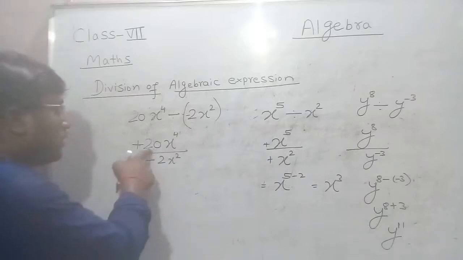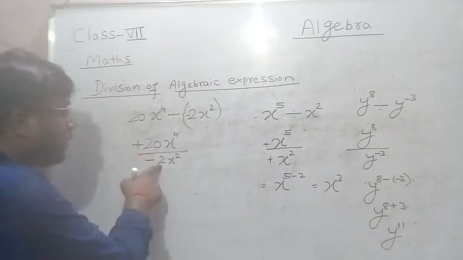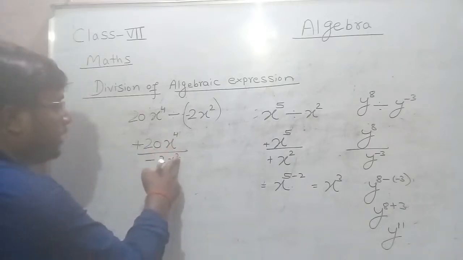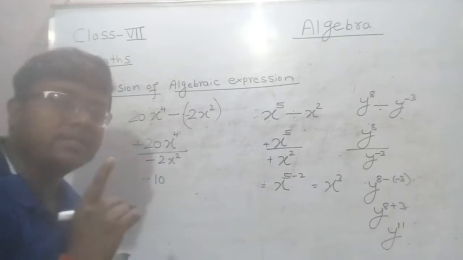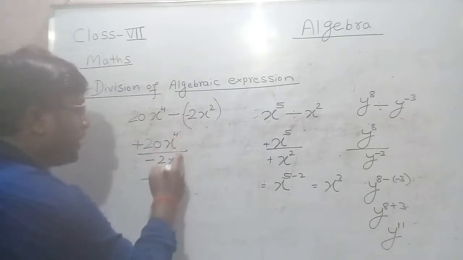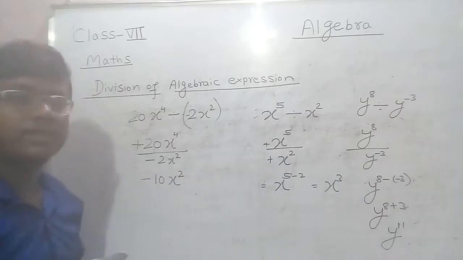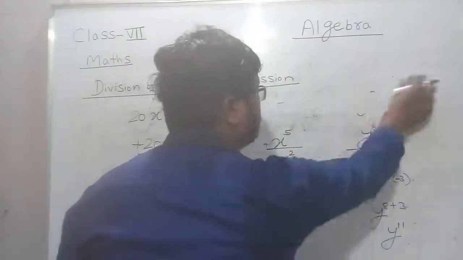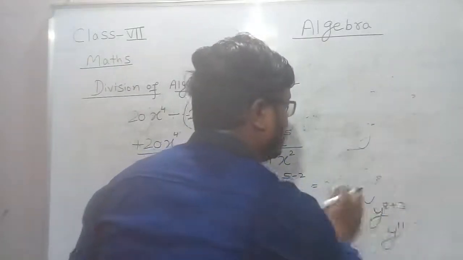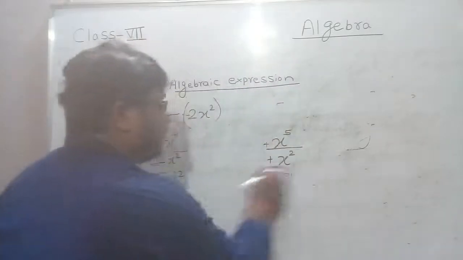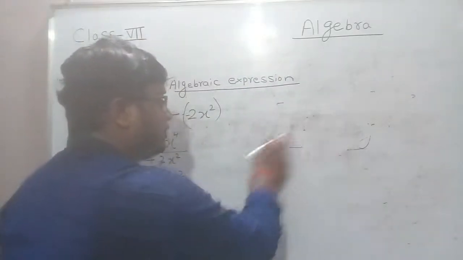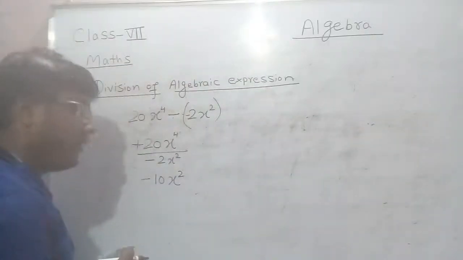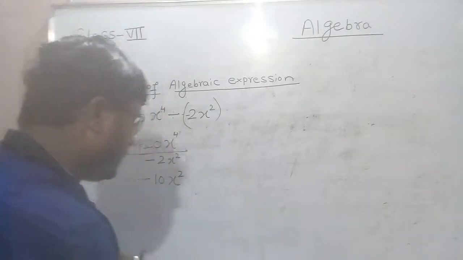Now the number 20 divided by 2 is 10. x to the power 4 divided by x square: bases are same, power must be subtracted, that is x to the power 4 minus 2, that is x square. Is it clear? While dividing we have to be clear: first we do the division of sign, then the division of coefficient, then we see the base. Bases are same, power must be subtracted.